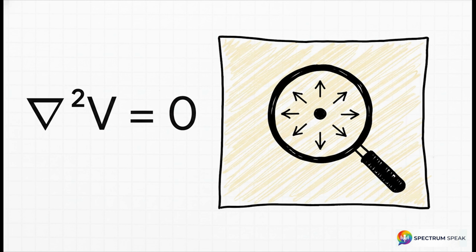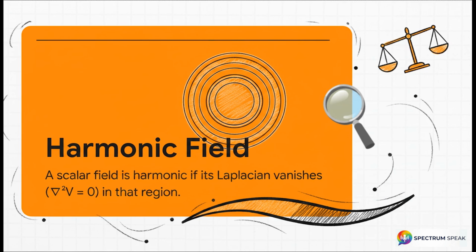And going back to our rubber sheet, this equation describes any region of that sheet that is perfectly smooth. No local bumps, no local dips. The value at every single point is perfectly balanced by its neighbors. And so, there's that word again. When a field satisfies Laplace's equation, we say that field is harmonic. It just means it's in a state of perfect equilibrium, or perfect smoothness.